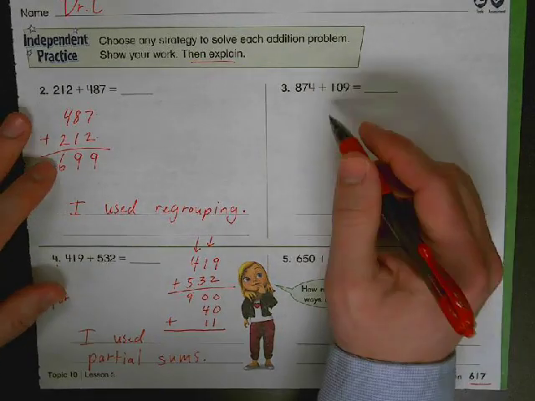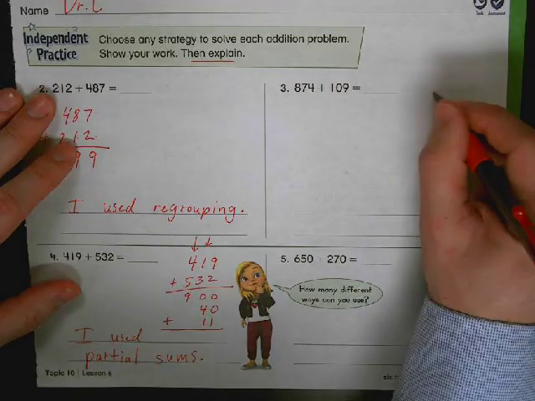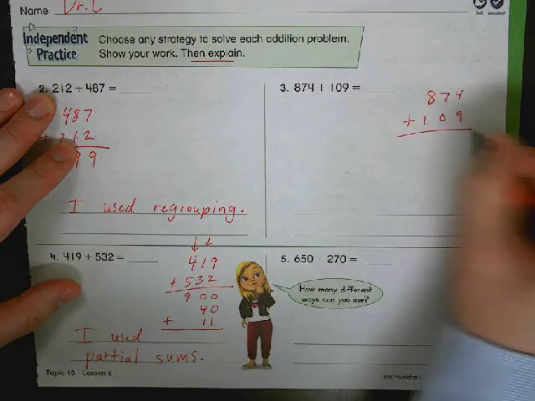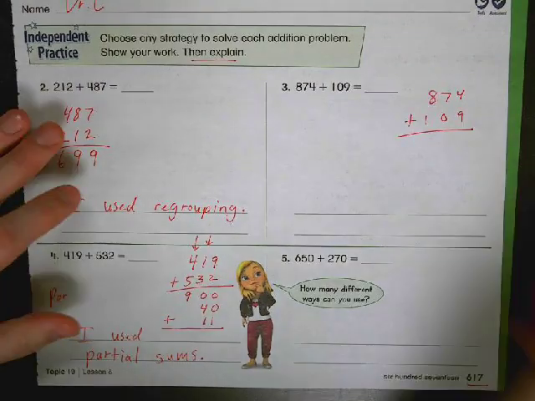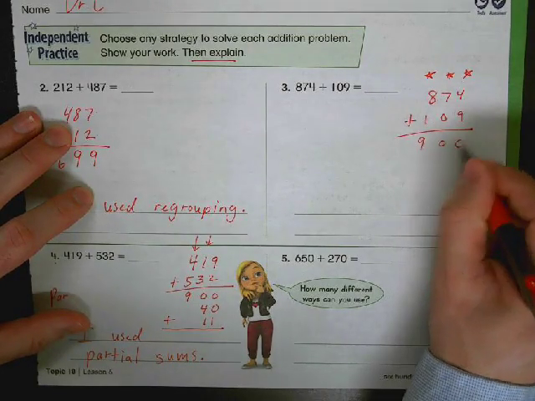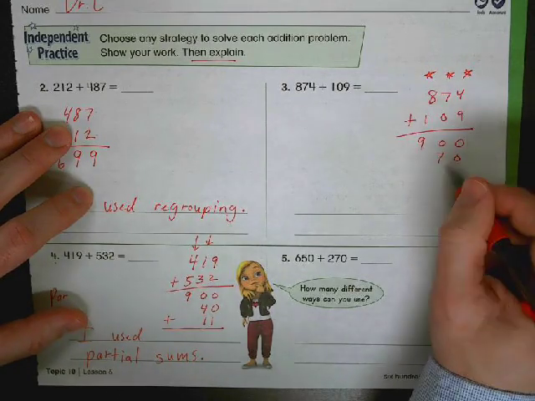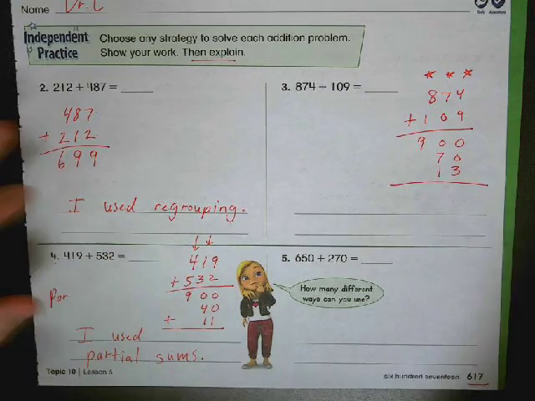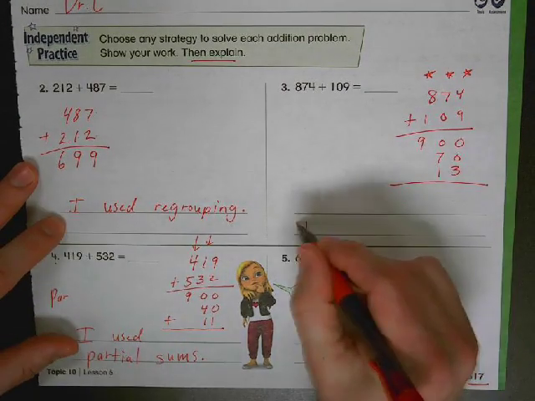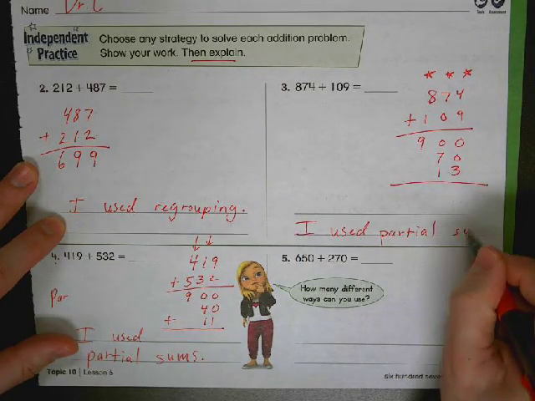So here, let's do another partial sums. 874 plus 109. You could regroup if you wanted to. It's giving you some options. We'll start here, and then here, and then here on partial sums. 8 plus 1 is 900. 7 plus 0 is 70, 7 tens. And then 4 plus 9 is 13. And that's going to be 900 plus 70 plus 13. 13 is going to be your answer down there. I used partial sums.